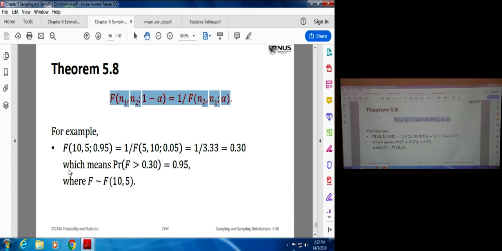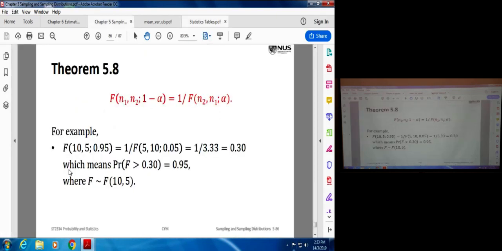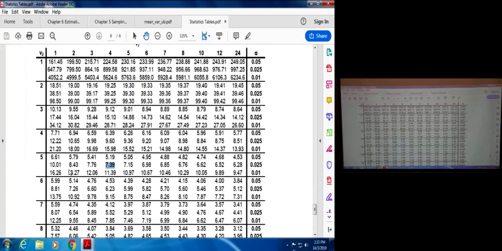So what does this mean? For example, if you give me n1 and n2 as 10 and 5, and alpha is 0.95, well, if we look at our tables, we have 10 and 5, and all we have is 0.05, 0.025, 0.01. So under this table, you can see that there's only 3 numbers here, and we don't actually know the value of f 10, 5, 0.95, but we have our formula.